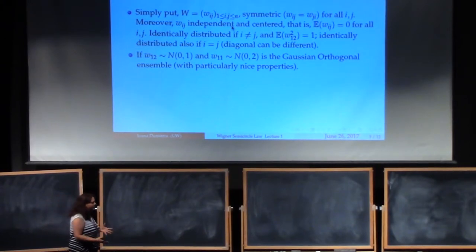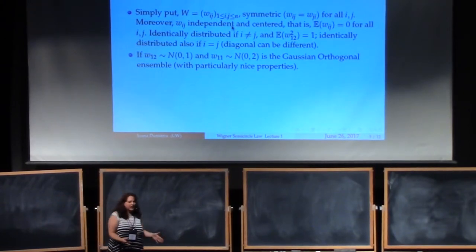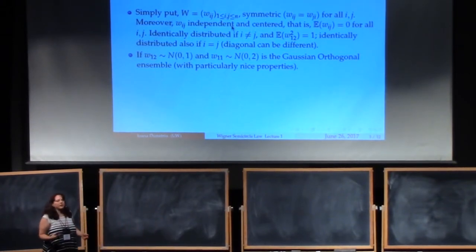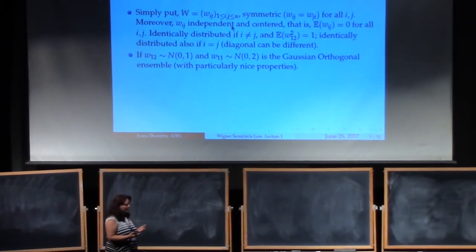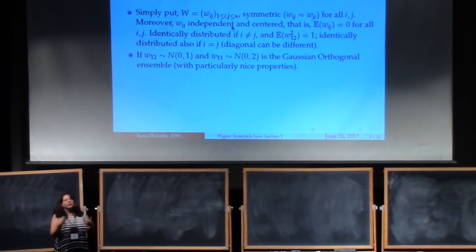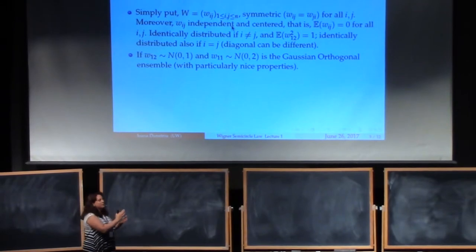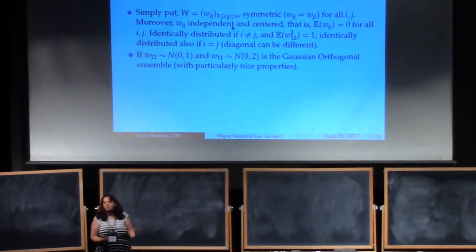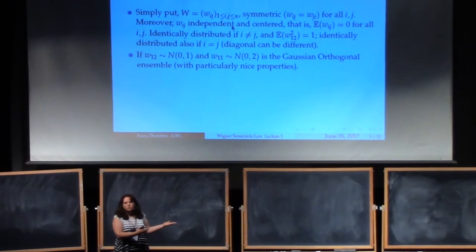It has beautiful properties. It has been analyzed very closely. It serves as a benchmark, in a sense, for the rest of the ensembles, an ensemble here being defined by the kind of distributions that you choose to put on W_ij and W_ii. It serves as something to project yourself onto. So how different will a Wigner ensemble with some other distributions be from the one that has Gaussian distributions?